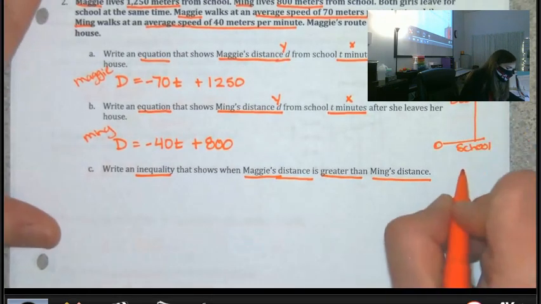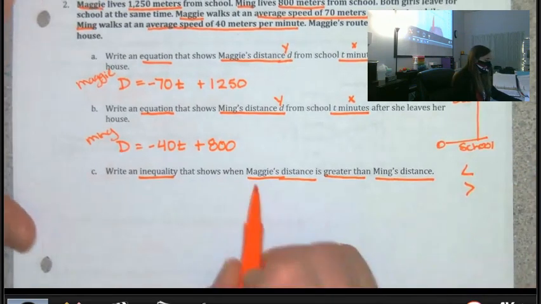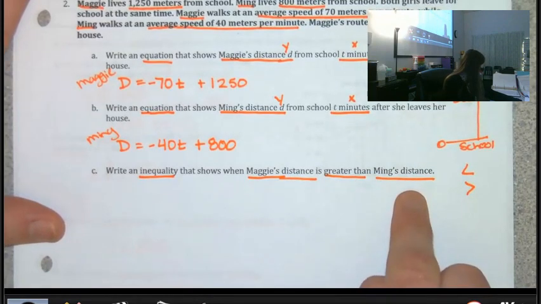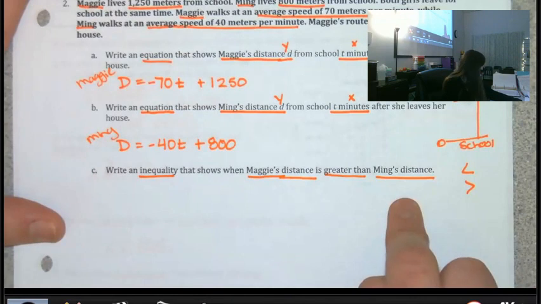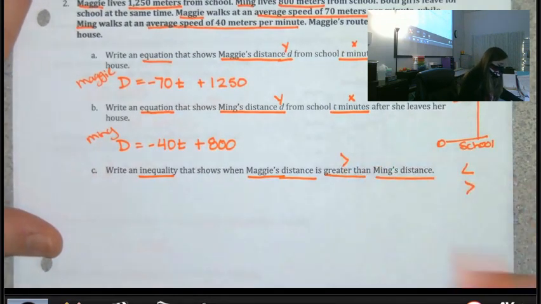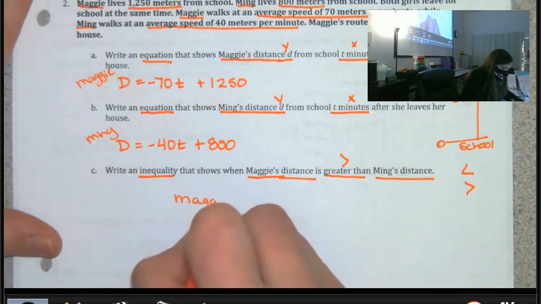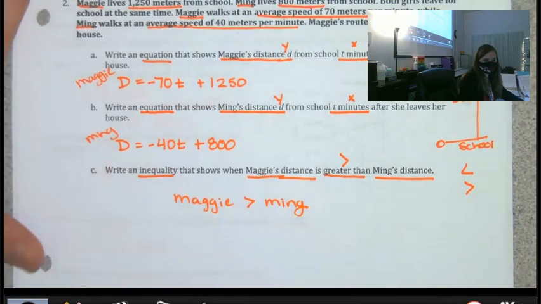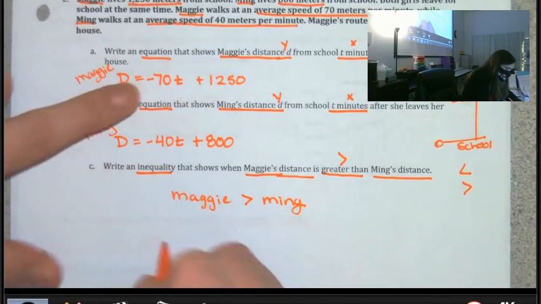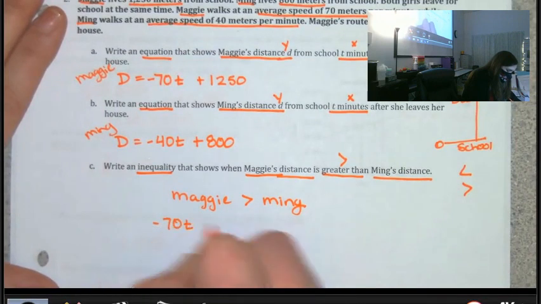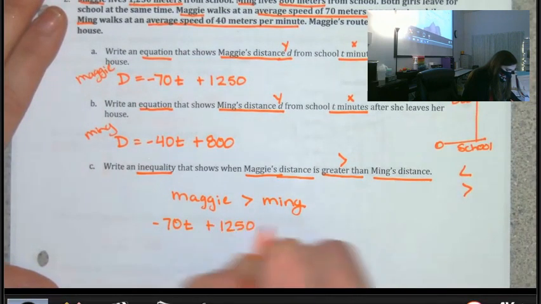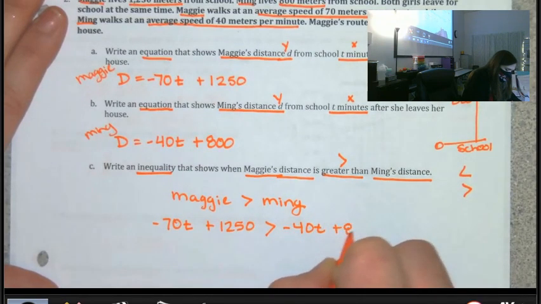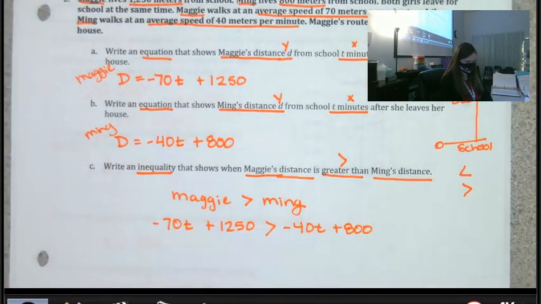All right. So my inequality, less than or greater than. Which way do I need to open up to show that Maggie is more than me? Do I need to open up to Maggie or open up to me? To Maggie, right? I need to go greater than. So Maggie needs to be greater than me. And then all we need to do now is write our equation. So negative 70t plus 1,250 is greater than negative 40t plus 800. All right.